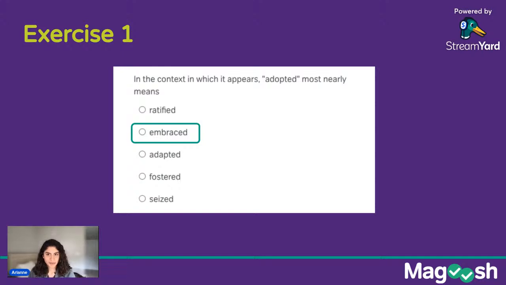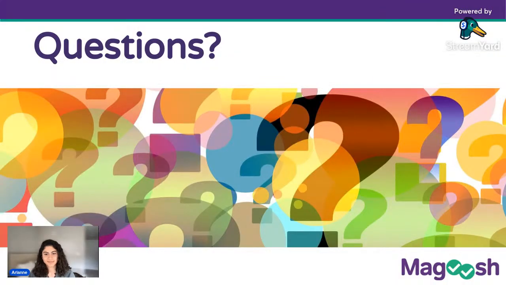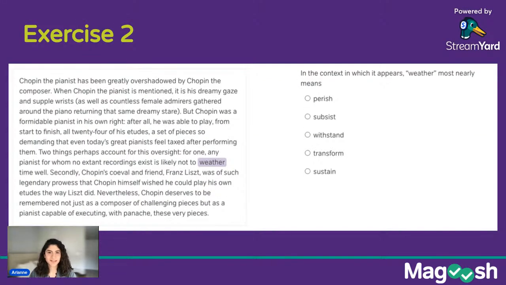How do we feel about this process? Do we have any questions? Does it make sense? Do we see why embrace is the correct answer, or do we disagree? Okay, no disagreement means that we can keep moving on. Okay, let's go on to question 2.